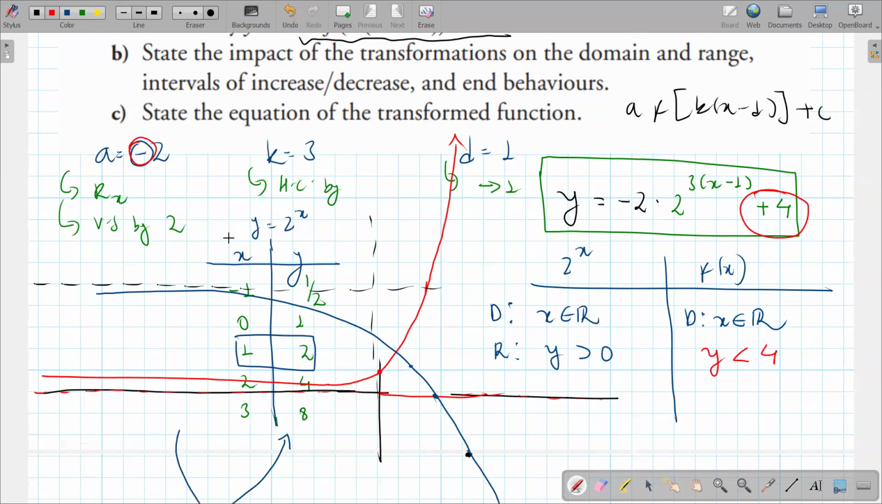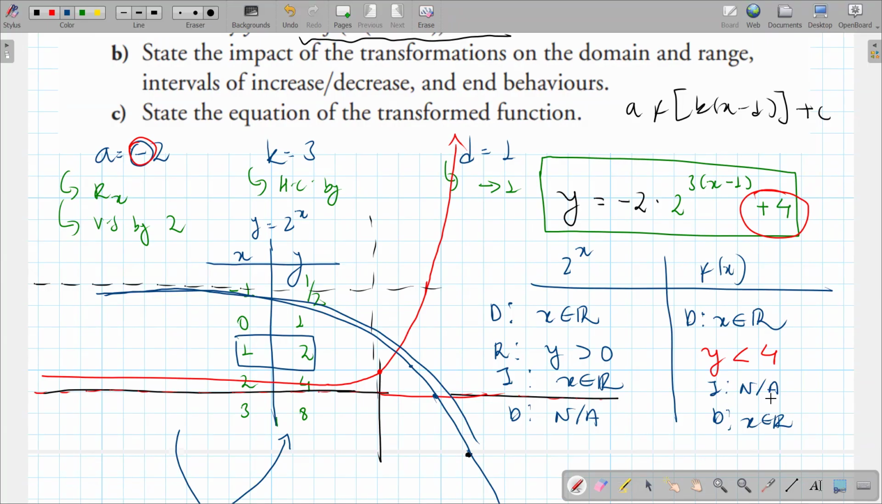Okay, the next thing, what do they want? Intervals of increase. All right, so this one's pretty easy to see. If you look at the parent function, the one in red, it's increasing everywhere, and it's decreasing nowhere. Whereas the transform function, the one in blue, this guy right here, it's decreasing everywhere. It's increasing nowhere, right? But it's going down the whole time.